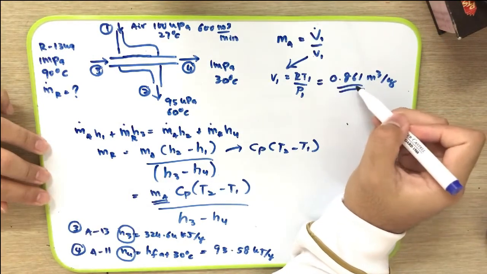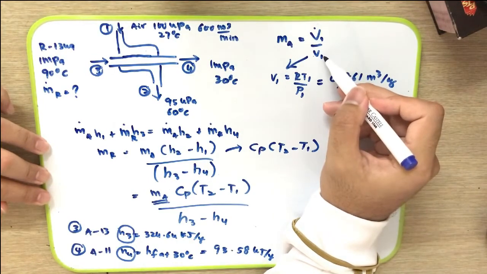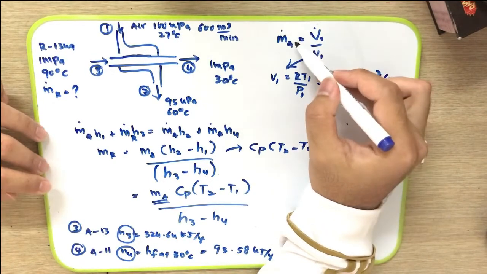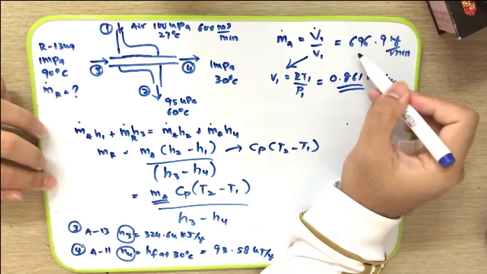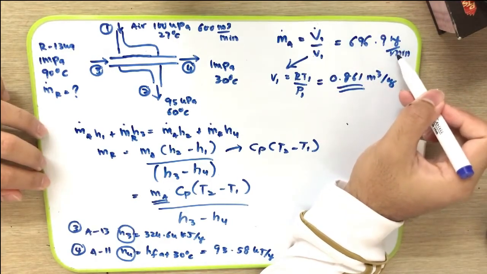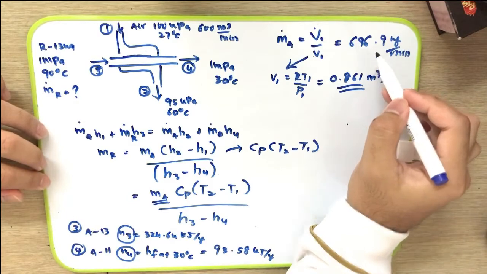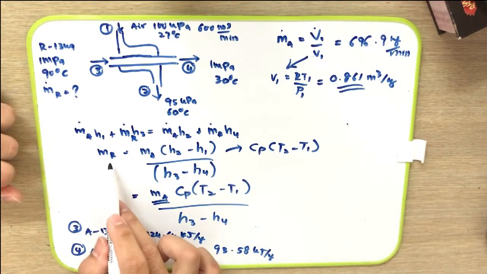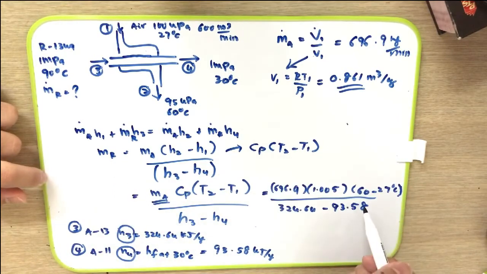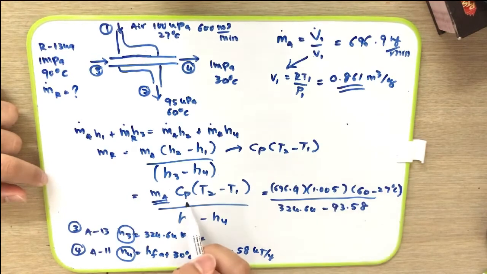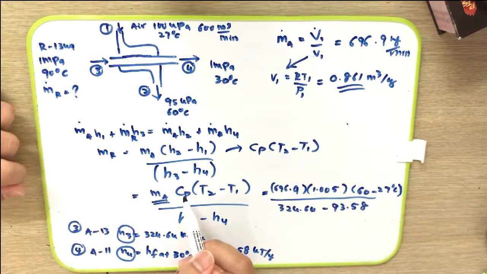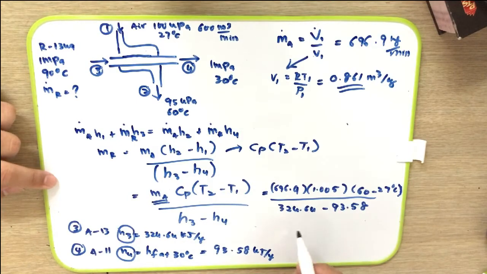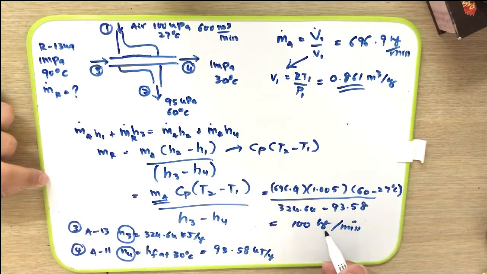We take this value and substitute into this equation, so we will get the mass flow rate for air is equal to 696.9 kg per minute. So from this value, we can substitute inside here, then we can solve the mass flow rate for refrigerant. After we substitute, we will get this. And if you can see this, 1.005 is Cp, and Cp is given from the question. Then we can solve and we will get 100 kg per minute. So this is the mass flow rate for refrigerant.